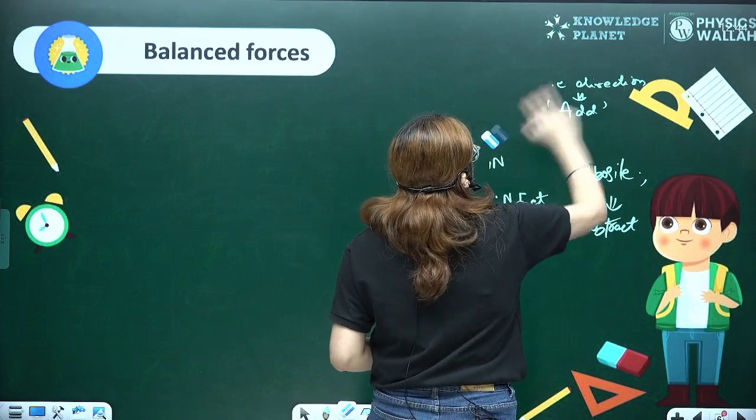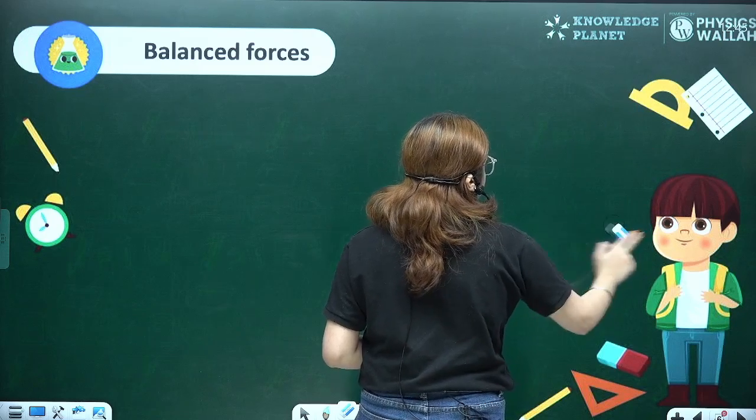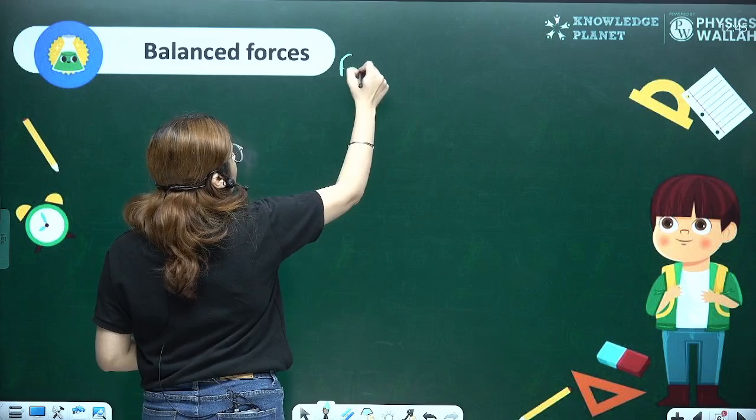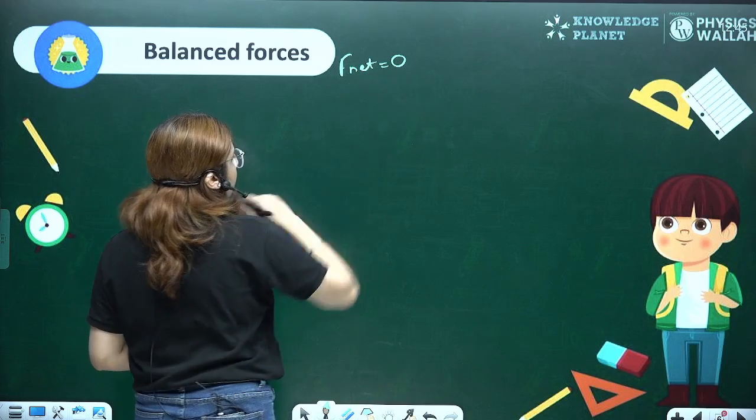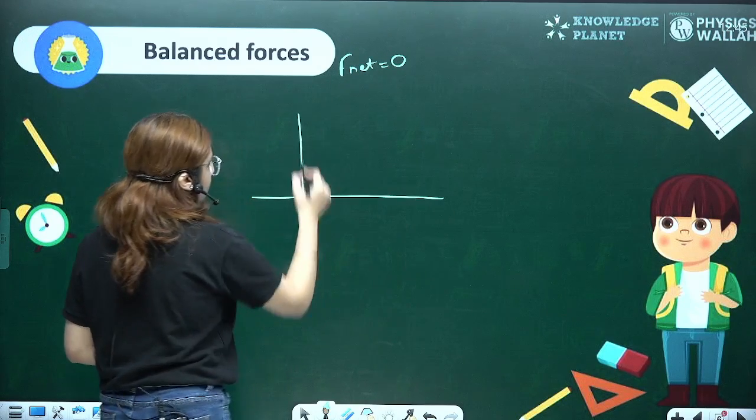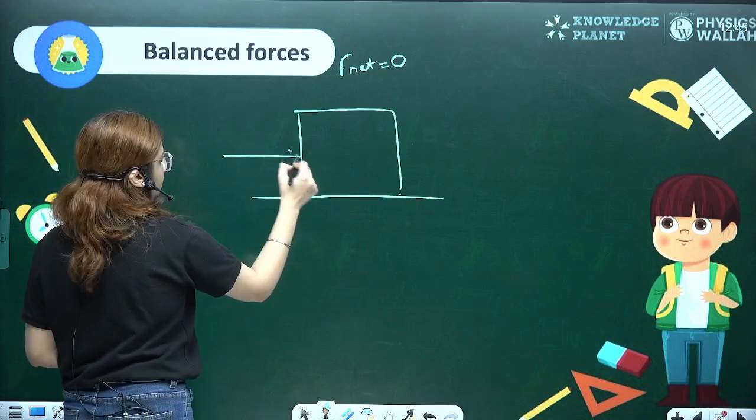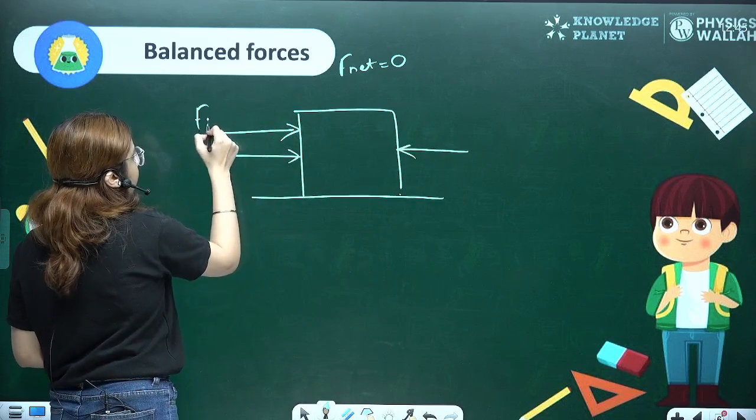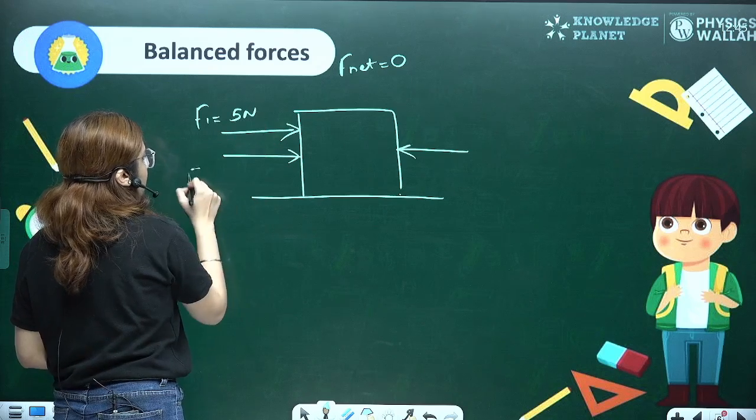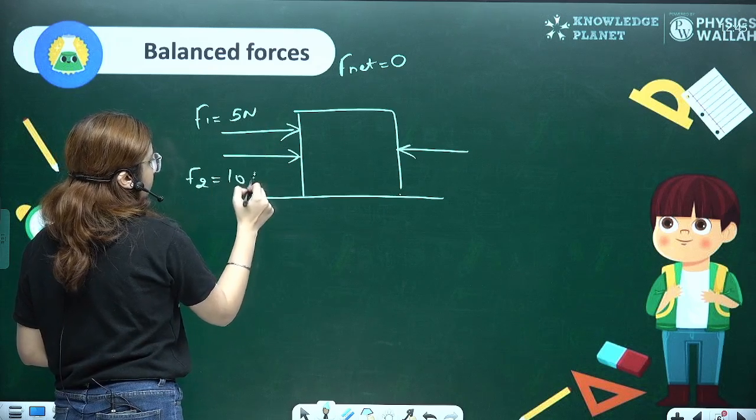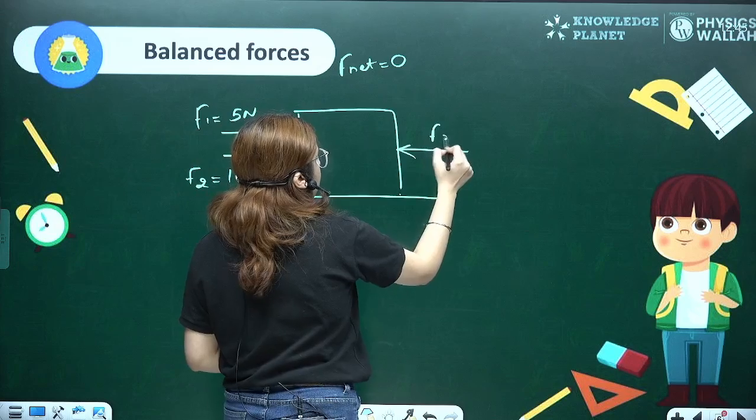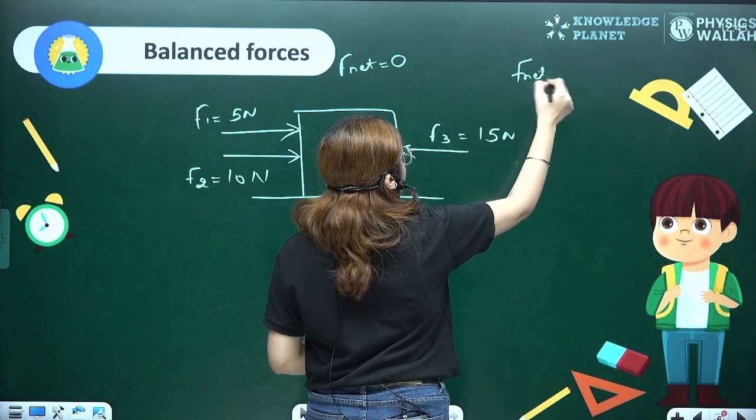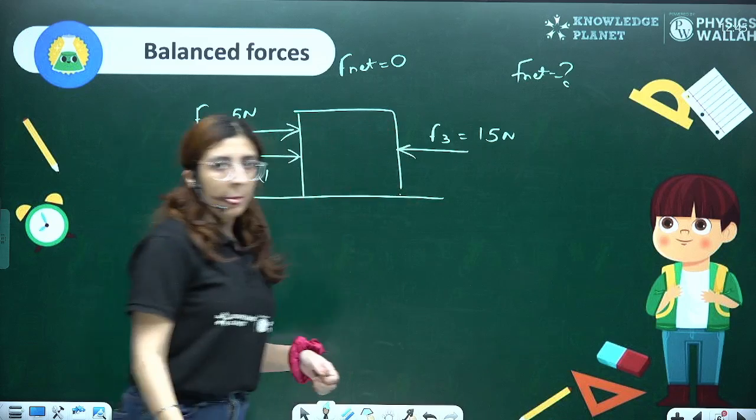So when we talk about balanced force, we say F net will be 0. F net tends to be 0. Okay, have a look. F1 is 5 Newton, F2 is 10 Newton, F3 is 15 Newton. Now the question will be: find the resultant force.